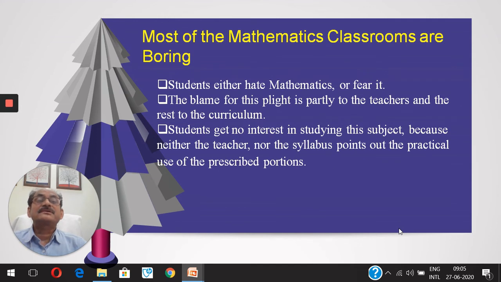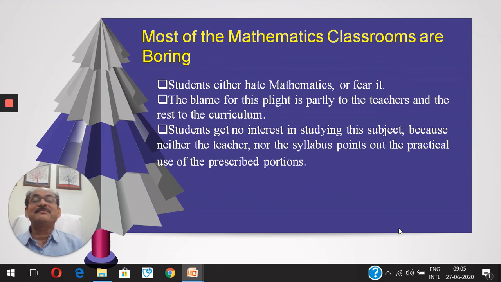Most mathematics classrooms are boring. So I said that mathematics is a very boring subject also. If you read mathematics, you can't understand. But if you write mathematics, you can understand. So there is something very important. Mathematics is not a subject of reading. Mathematics is a subject of writing and then reading. First write, then read, or vice versa, but writing is important in mathematics.